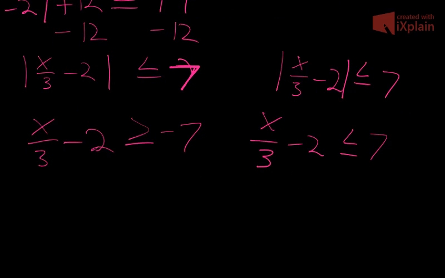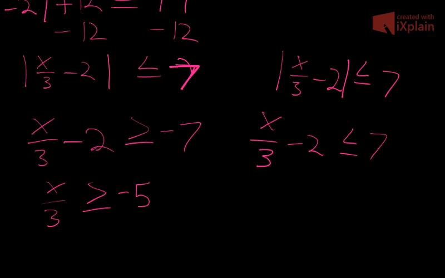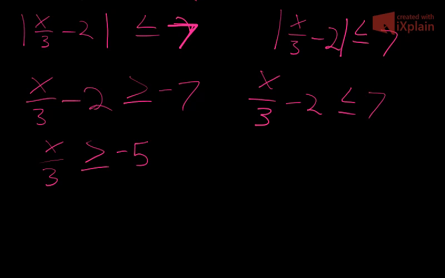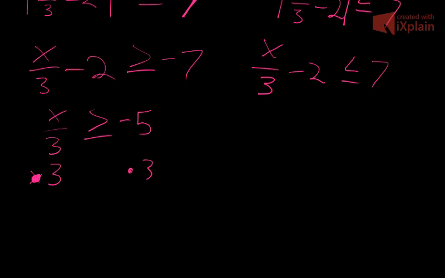Looking on with this, I need to get x by itself in this equation, so I'm going to add 2 to both sides, and I'll get x over 3 is greater than or equal to negative 7 plus 2, which is going to be negative 5. And on this side, now all I have to do is multiply both sides by 3. Let me draw it as a dot instead of an x, to make it a little less confusing. And x divided by 3 times 3 is just x, greater than or equal to negative 15.